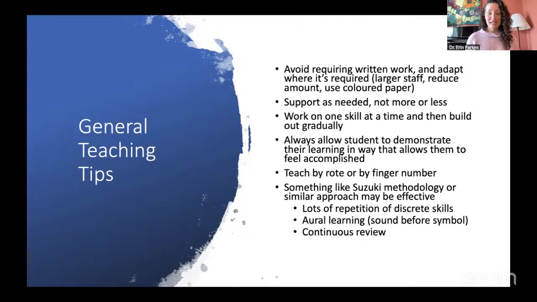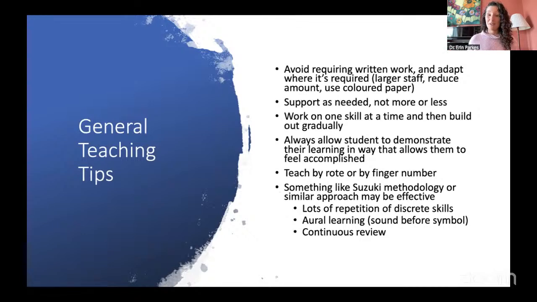Work on one skill at a time and then build out gradually. So that relates to the zone of proximal development. Always allow the student to demonstrate their learning in a way that allows them to feel accomplished. So if that means they're not reading, they're just playing because you've taught them by rote, or if it means that it's not even about instrumental performance, but they're showing you away from the piano what they've learned, that's great. If they're showing you by improvising, however they want to show you is totally fine, remembering that they might have challenges with learning how to do it in the piece.